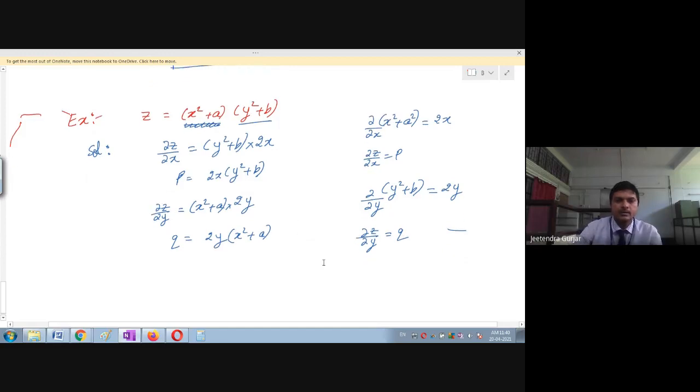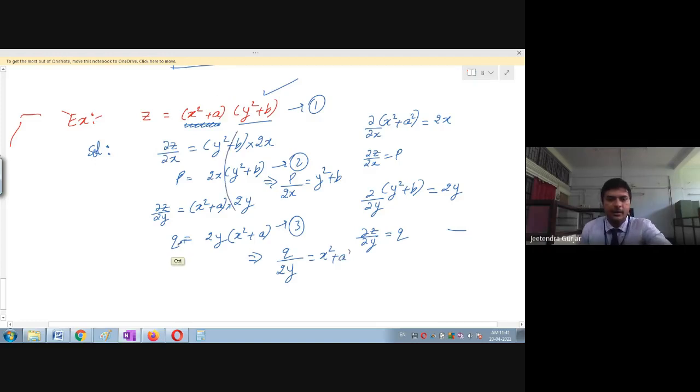Okay, so I will call this equation number 1, equation number 2, equation number 3. I will go with the first method and check, can I substitute equations 2 and 3? Just see. I'll modify this once again. I can write this as p upon 2x is equal to y square plus b. So y square plus b, I got the answer. Similarly, I will modify this and I can write this as q upon 2y is equal to x square plus a. Yes, I got the second one.